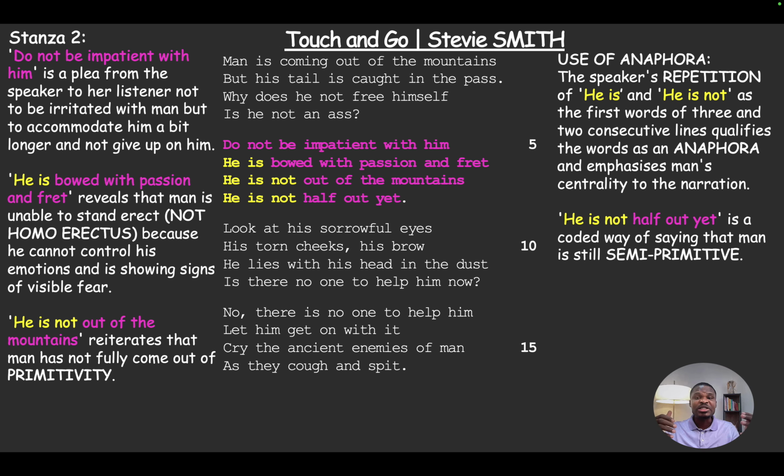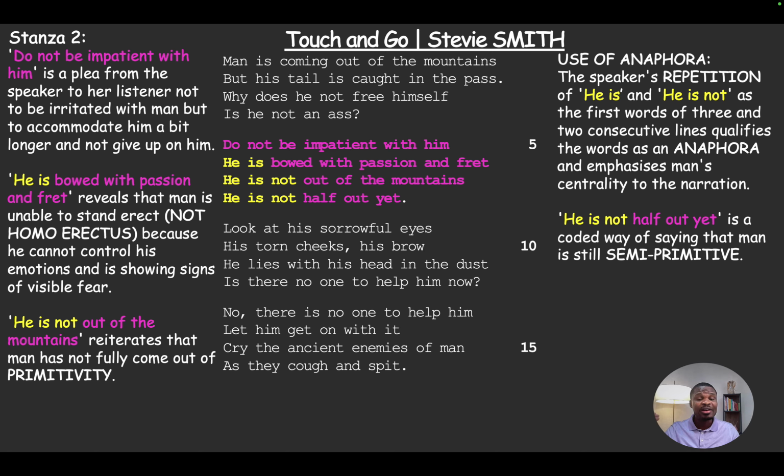Now, the repetition of is and is not as the first words of 3 and 2 consecutive lines qualifies the words as an anaphora. And what does an anaphora do? It emphasizes man's centrality to the narration. So man is central. The position of man in the explanation of things is very, very vital.